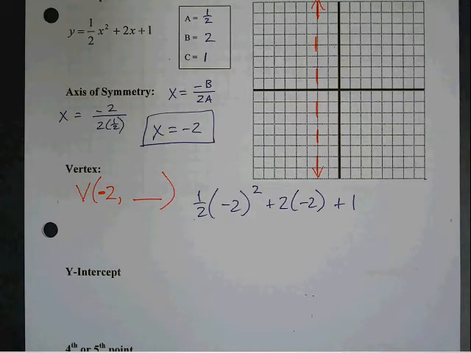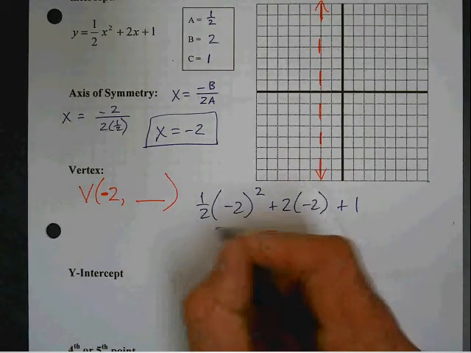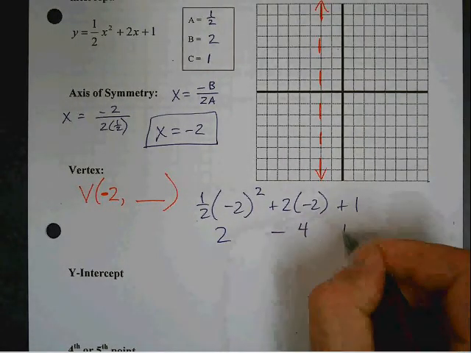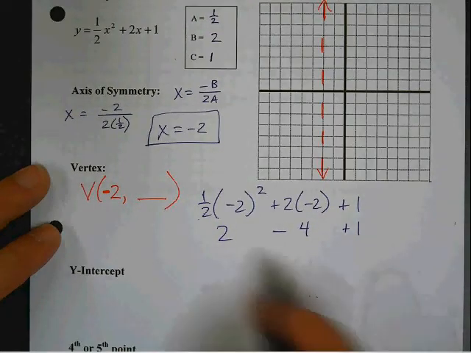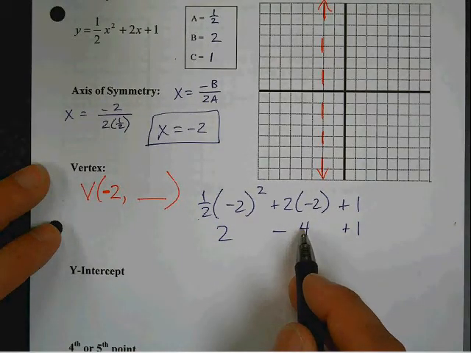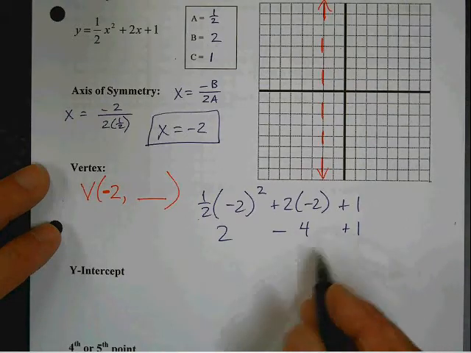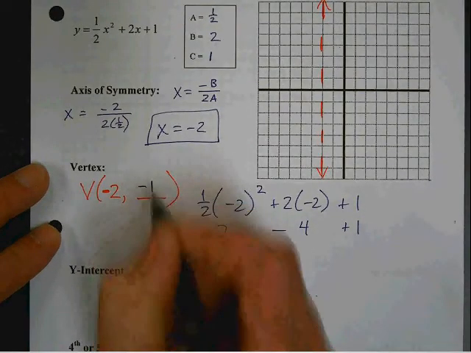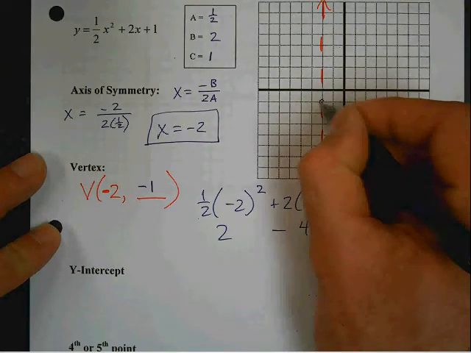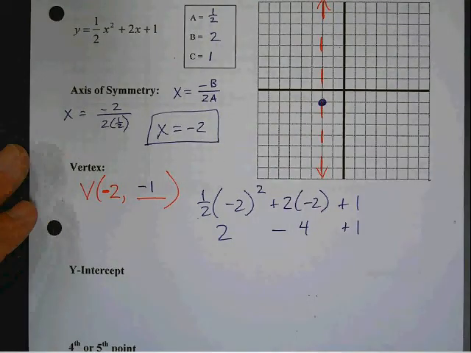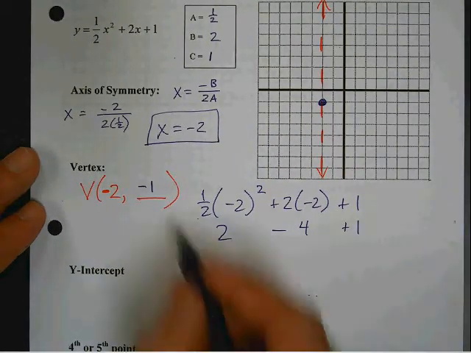All right. Think with me here. Negative 2 squared is how much? Positive 4. What's half of positive 4? 2. Right? So we have 2 minus 4 plus 1. 2 minus 4, you get negative 2. Negative 2 plus 1, negative 1. So, negative 1. So plot that. What was the y equals on the vertex for reference row?